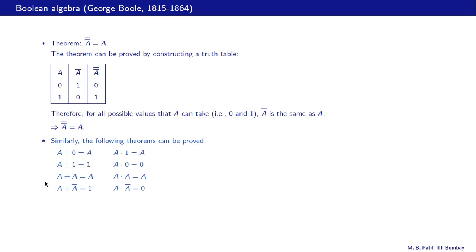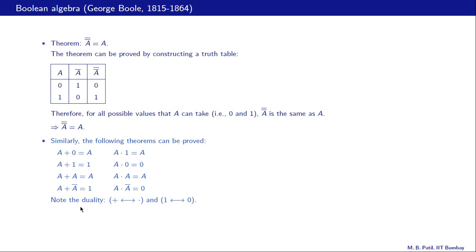Here are some more theorems. A or 0 is A, A or 1 is 1, A and 0 is 0, A or A is A and A and A is also A, A or A bar is 1, A and A bar is 0. These theorems will be useful to us when we evaluate logical expressions or minimize logical expressions and so on. So it is a good idea to go over them again.